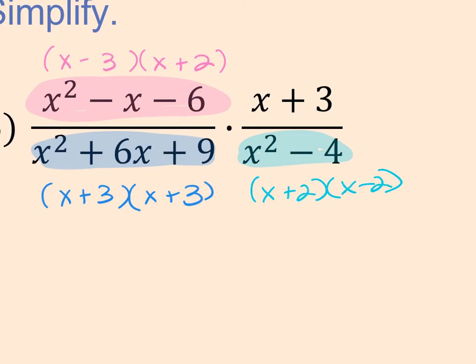All right, now we cancel top to bottom. So we see if on the left we can cancel anything top to bottom. There's an X minus 3 in the top and X plus 3 in the bottom. I cannot cancel those, right? It has to have the same sign. On the right, I can't cancel anything top to bottom.